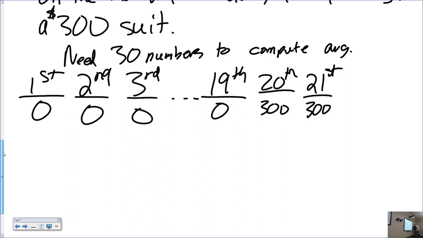How much money am I going to borrow on the 22nd day? Okay, good. And how long does this last? Okay. So there are my 30 numbers, right? So now all you have to do is average them all. So do it.